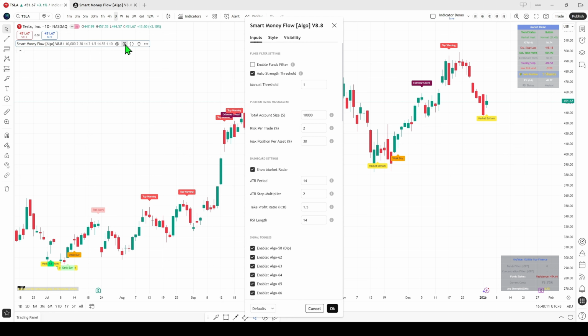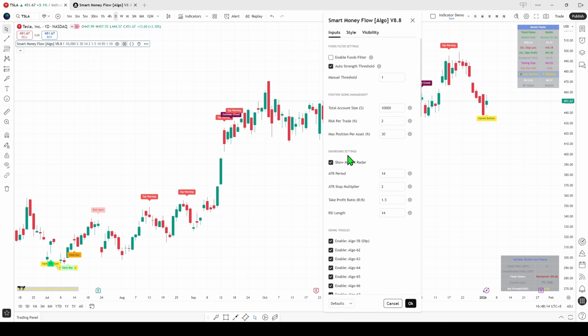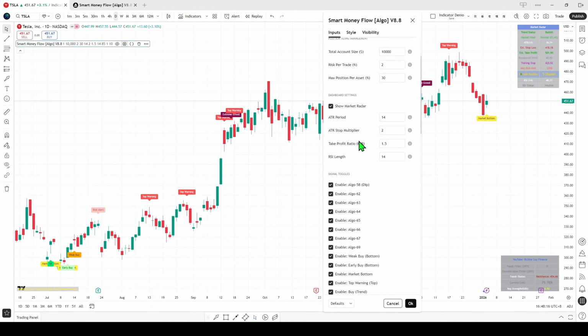After opening Settings, find Market Radar. For the ATR stop multiplier, I suggest selecting 2. A 2x ATR generally prevents you from getting stopped out by short-term volatility. After we select this 2x, we will see that the take-profit and stop-loss prices change.